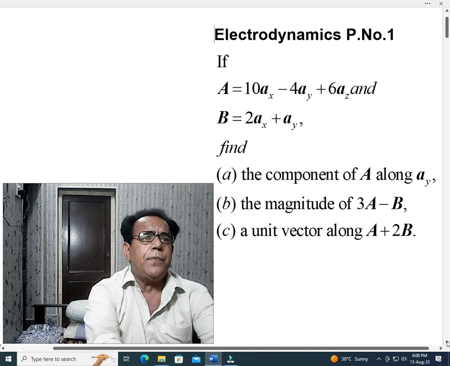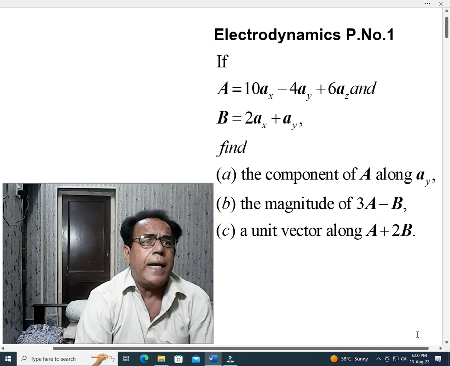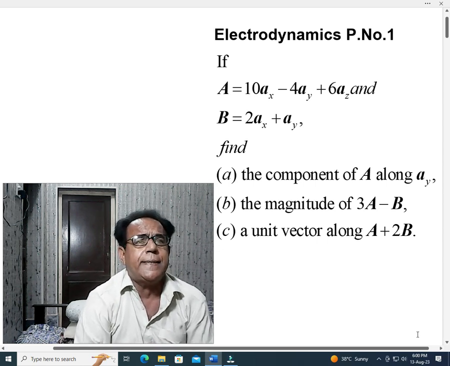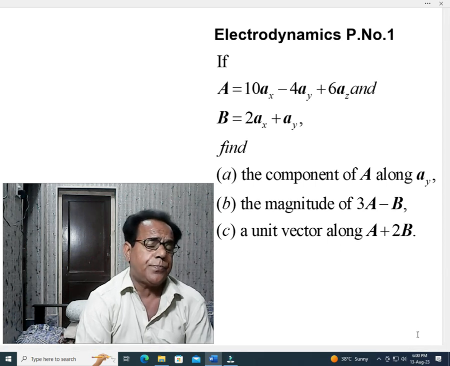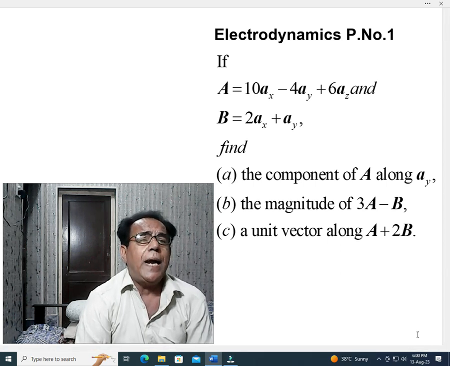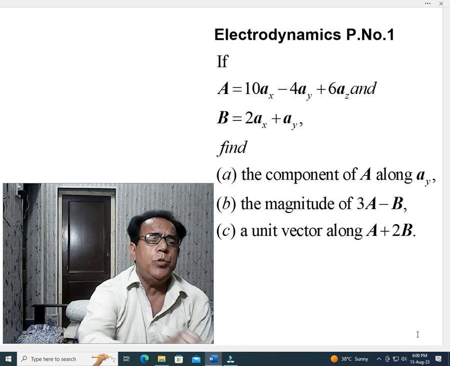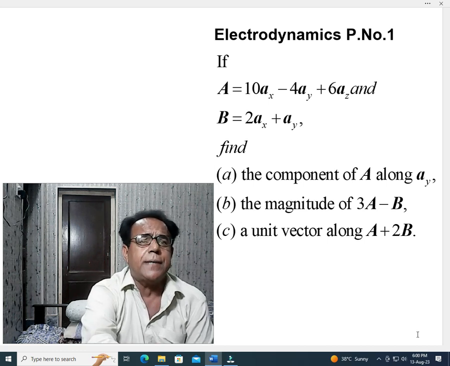Electrodynamics problem number 1. If A is equal to 10ax minus 4ay plus 6az and B equal to 2ax plus ay, find the component of A along ay, the magnitude of 3A minus B, and a unit vector along A plus 2B.